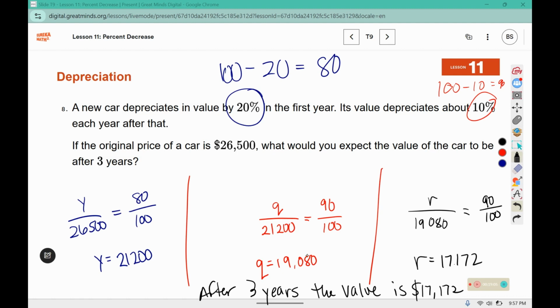We have to do this in 3 steps because we're taking a percent of the amount before. You don't want to combine all of these percentages together and try and do it as one step because then it's taking it from the original amount, but the amount changes from year to year.